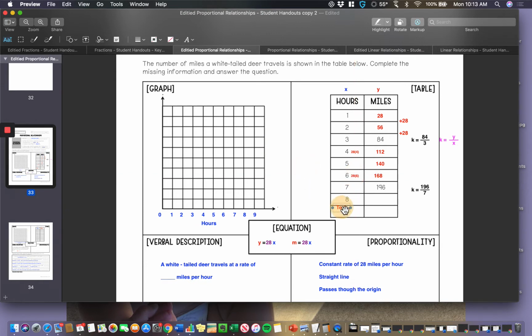And again, the same thing for 8. So I can do 8 times 28, and that's going to give me an answer of 224. And then 28 times 9 is going to give me the amount of miles of 252.